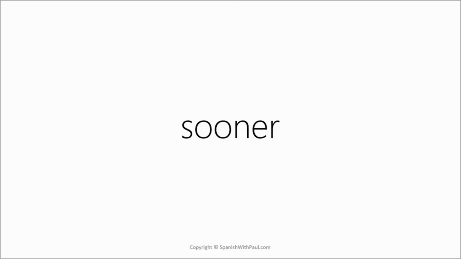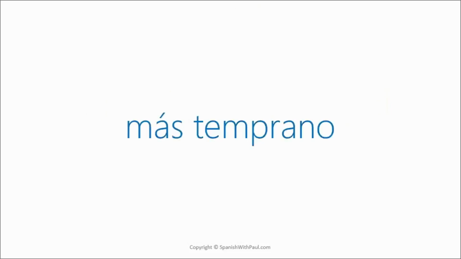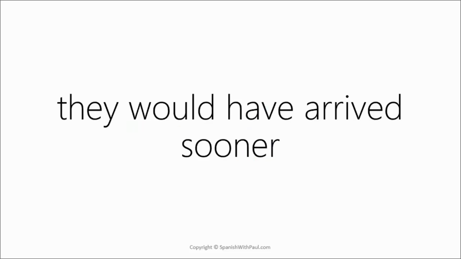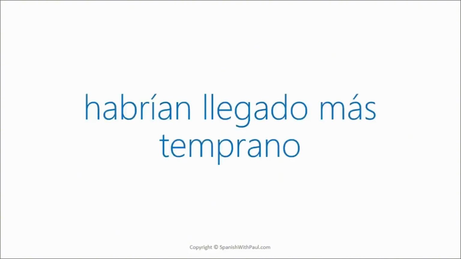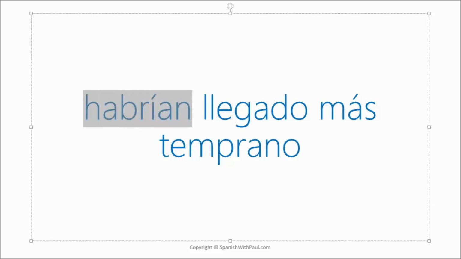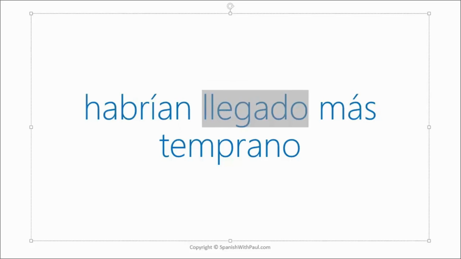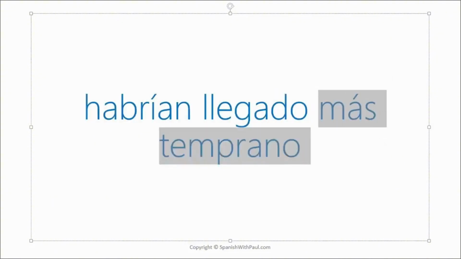The word for sooner is más temprano. Más temprano is sooner. How would you say now, they would have arrived sooner? Habrían llegado más temprano. Here we have they would have. All of that is just in habrían. They would have. Then here's the past participle. Llegar goes to llegado. So they would have arrived. Habrían llegado sooner, más temprano.